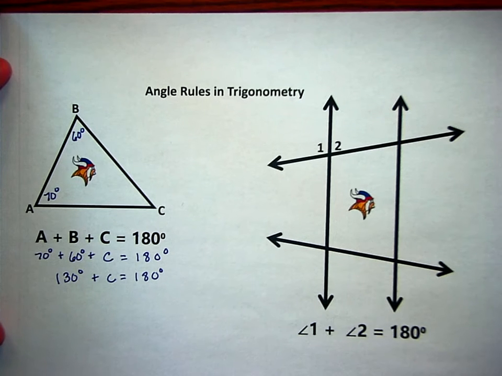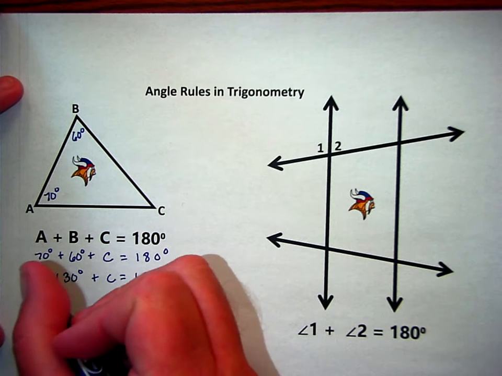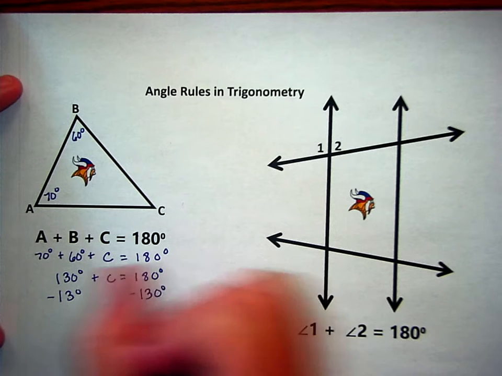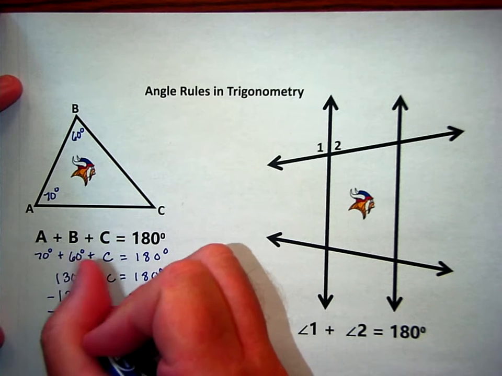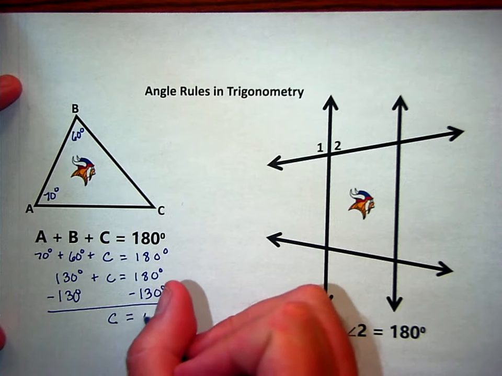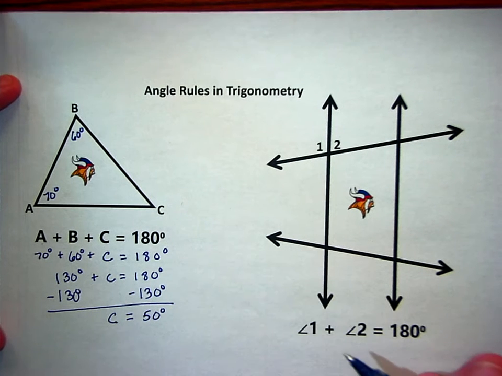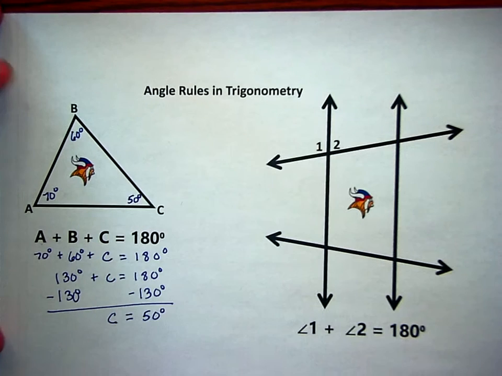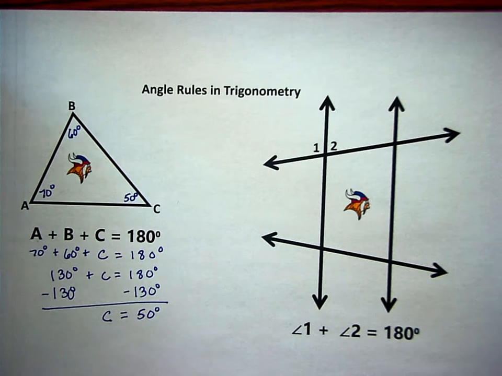To solve this equation, we're going to subtract 130 from each side, so I'll do that. And our result here is that angle C is equal to 50 degrees. So the measure of angle C in the triangle is 50 degrees.